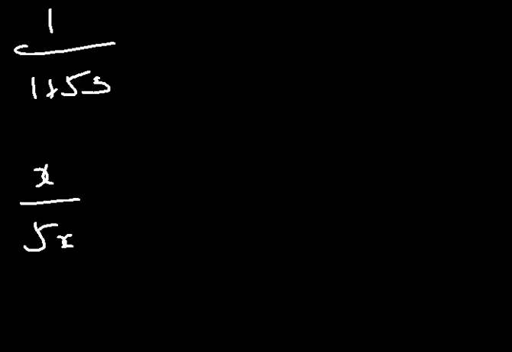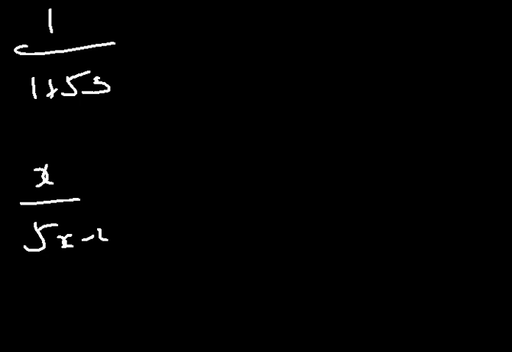So what if we have, let's say, 1 over 1 plus the square root of 5. Try to rationalize this expression. You also have to try this as well. What if we have x divided by the square root of x minus 2? Try to rationalize that one, the denominator itself.